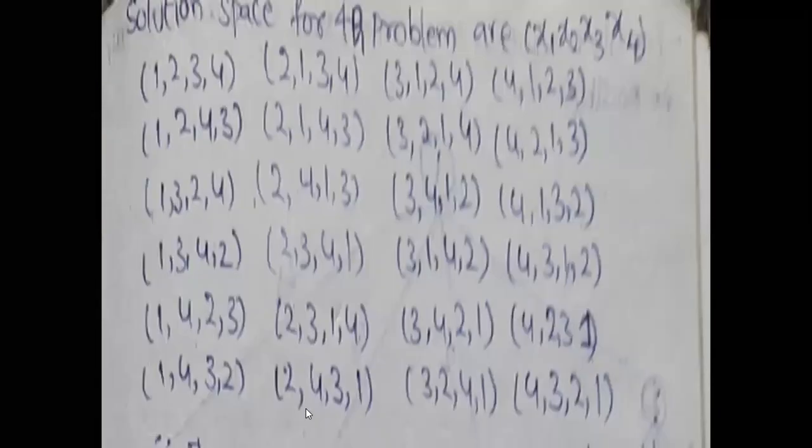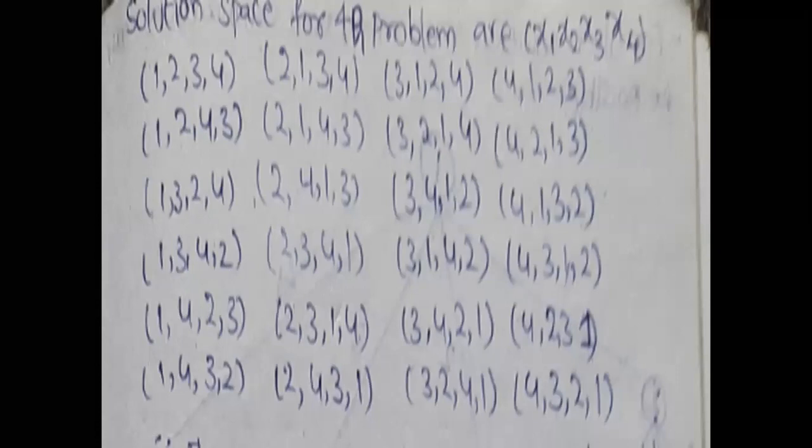So the possible solutions for the four queen problem are x1, x2, x3, x4 equal to 1, 2, 3, 4 or 1, 2, 4, 3, 1, 3, 2, 4, 1, 3, 4, 2, 1, 4, 2, 3. That is, these are the possible solutions. Totally you have 24 possible solution space.